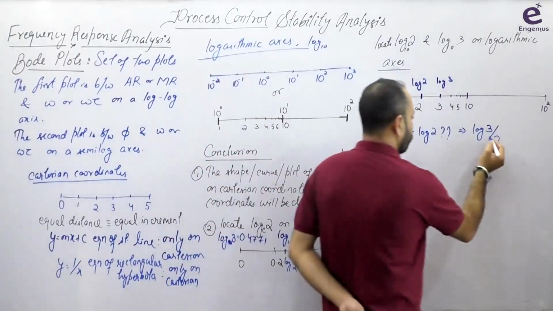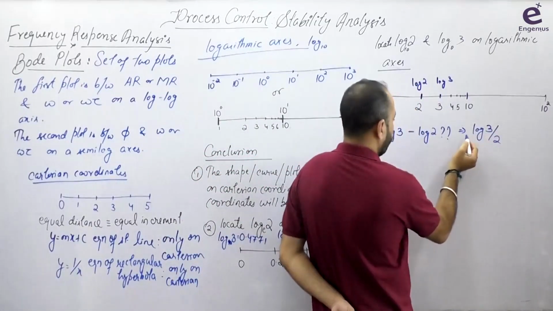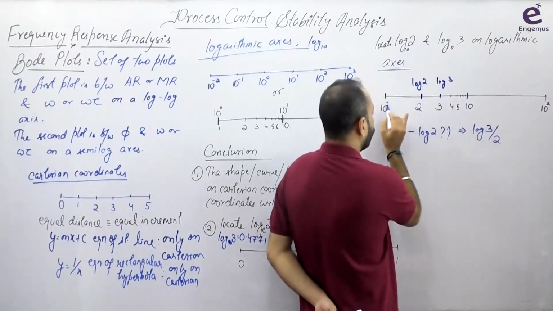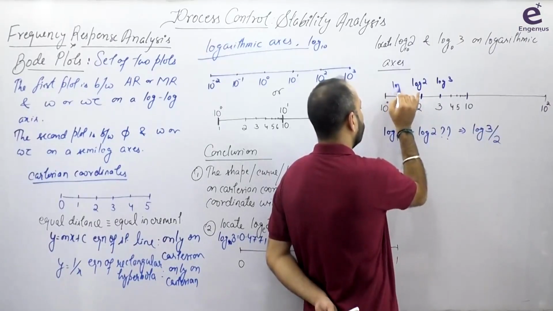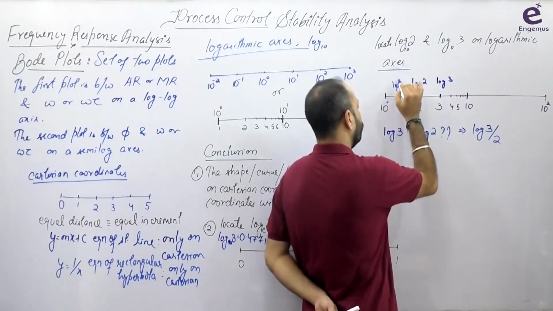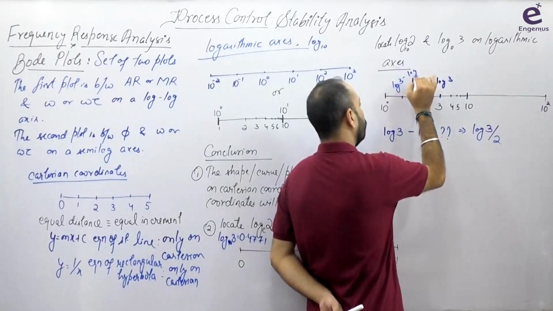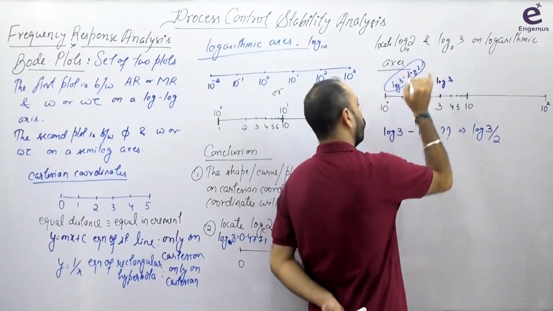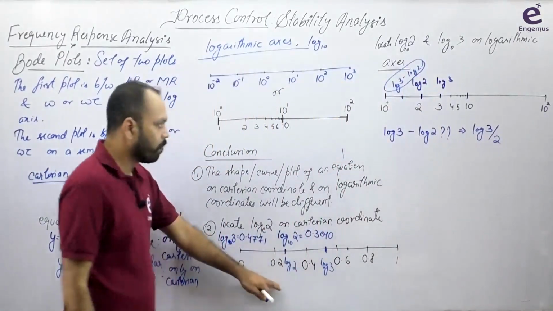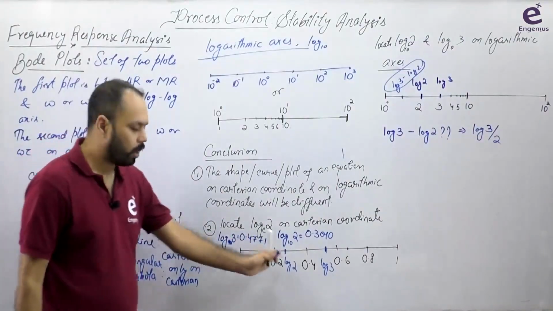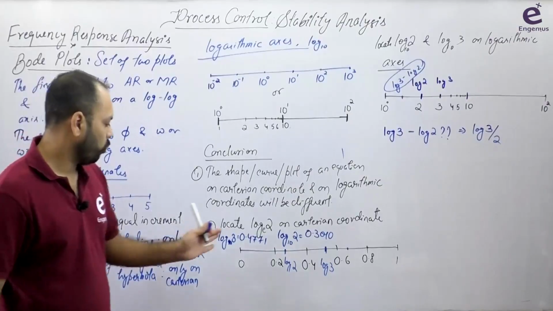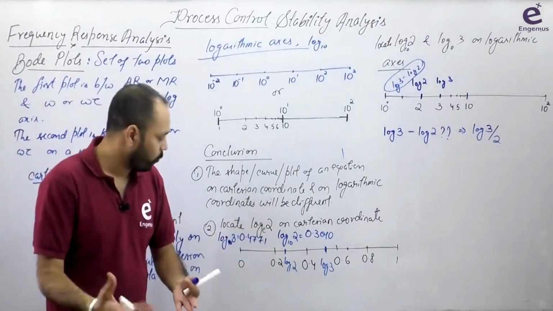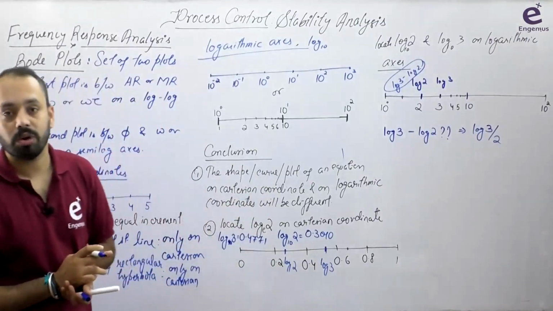So please remember, log 3 by 2, where is 3 by 2? Log 3 by 2, this is 1, this is 2, somewhere here 1.5. This is log of 3 by 2, and this value is nothing but log 3 minus log 2 on the log axis. However, here you will write log 3 minus log 2, okay, and then you will find log of 3 by 2, you will calculate the value and then locate on this Cartesian coordinate system.